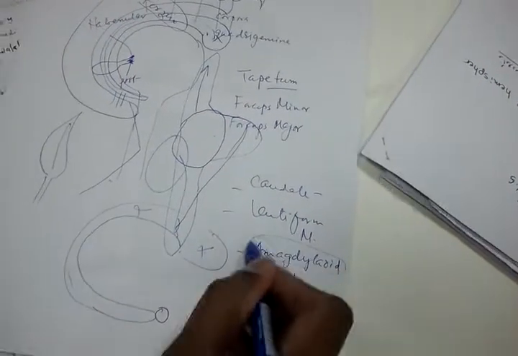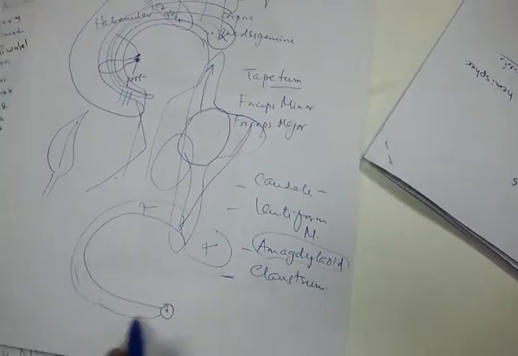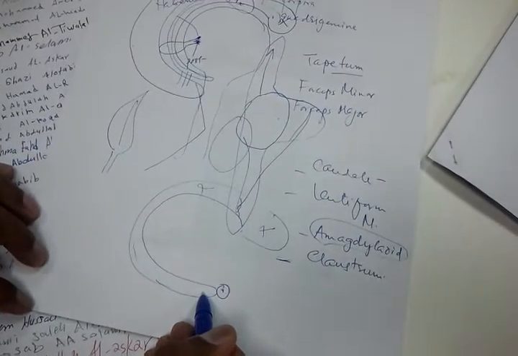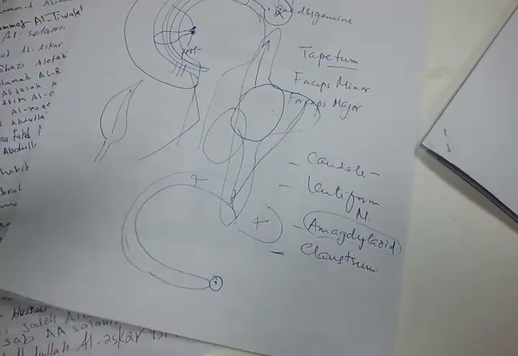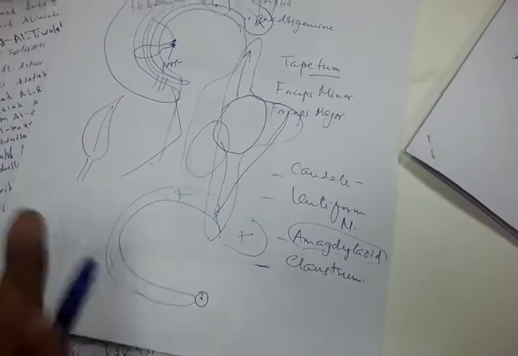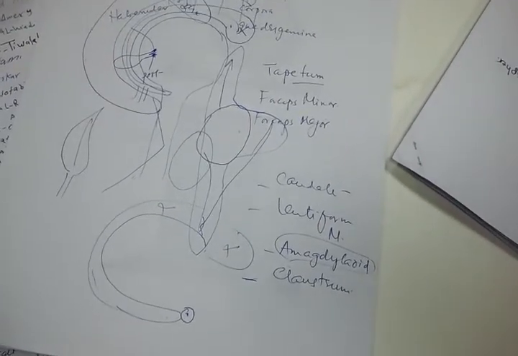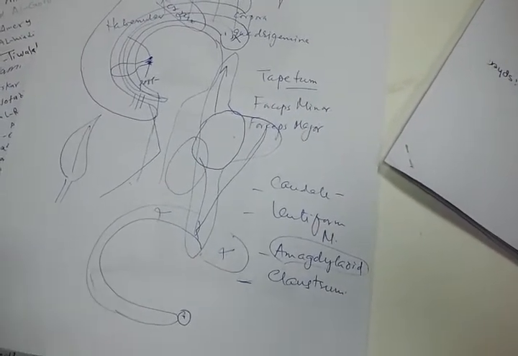This amygdaloid body is located near the tip of the tail of the caudate nucleus, so this also comes in the roof of the inferior horn. So the inferior horn roof has how many structures now? Two: the tail of the caudate nucleus and the amygdaloid body. So which structure is forming the floor? I will explain this over here.